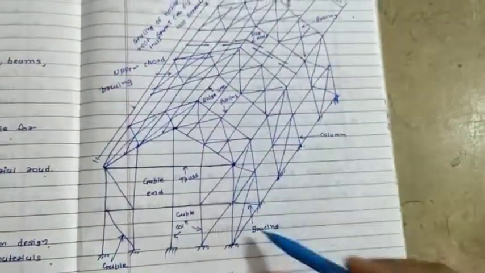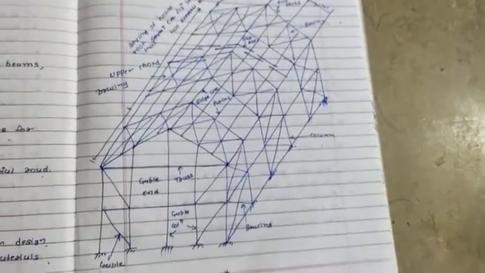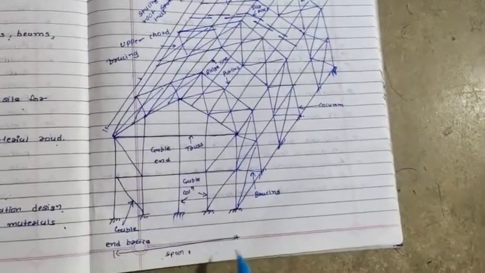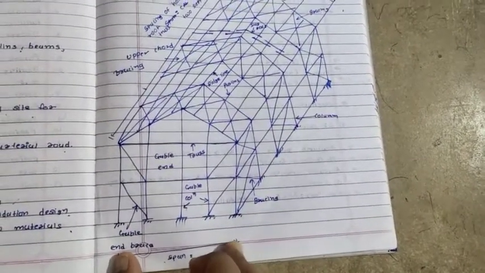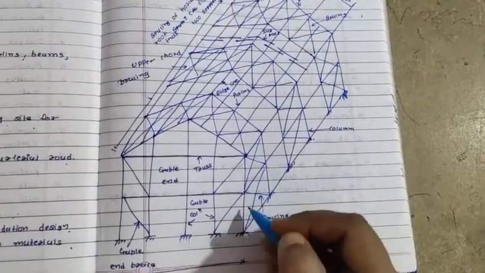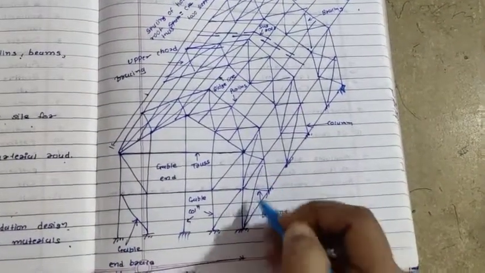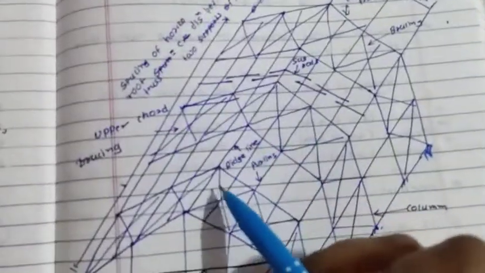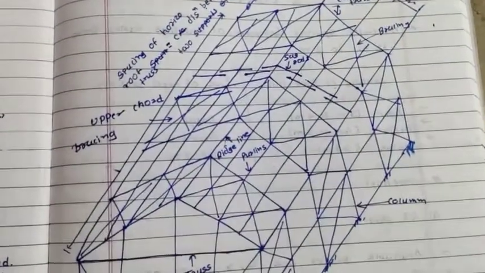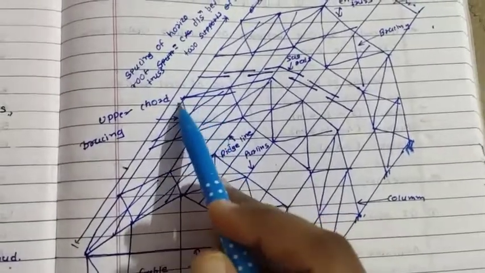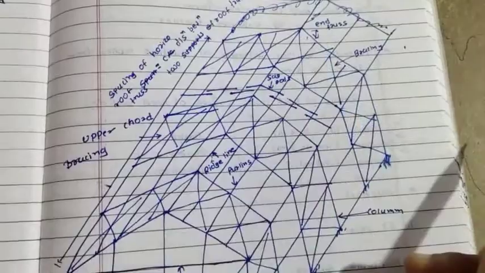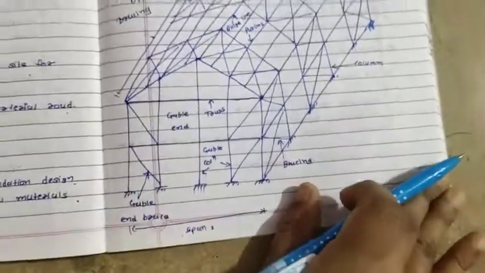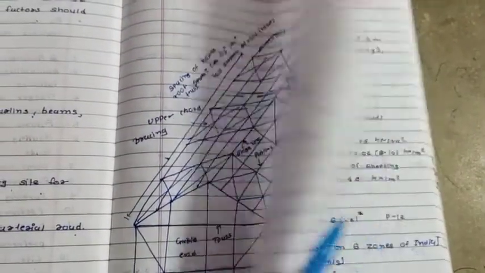So this is the roof of the industrial building figure. Here is a gable entrance. This distance between two columns is considered as a span. This cross one is the bracings, X bracings. These are the ridge lines. Upper chord members, bracings. These are the end trusses, bracing columns.